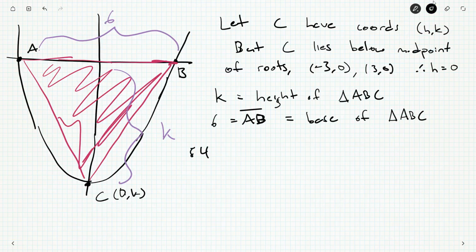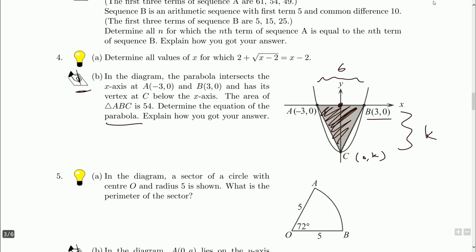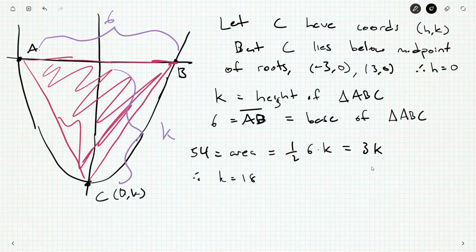So 54 is the area. And that's one half base times height. So that's going to be 3k. So divide 54 by 3 and you will get 18. So k is equal to 18. Okay. What have I actually done here? Am I any closer to actually getting the equation of the parabola? Yeah, I've got some more information, and actually, I have enough information.